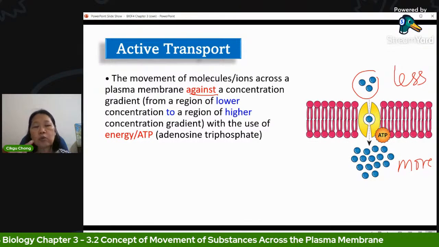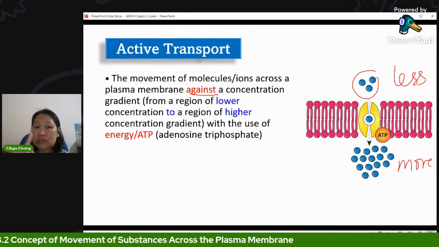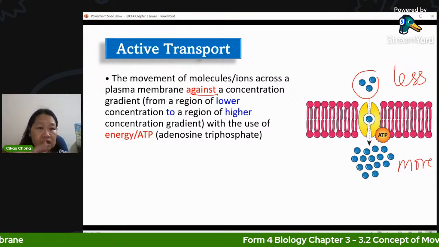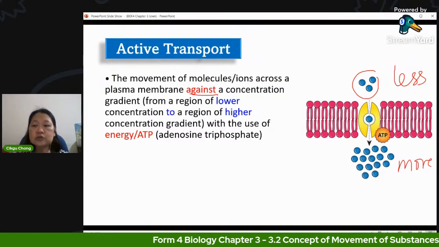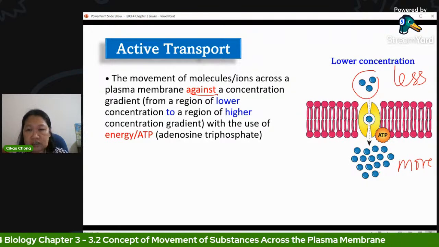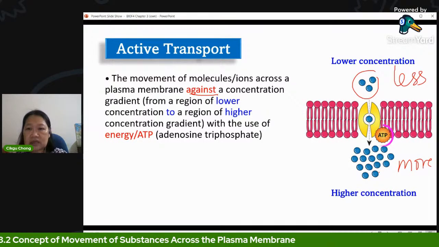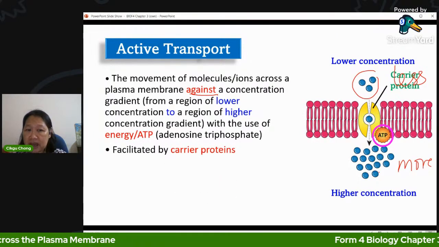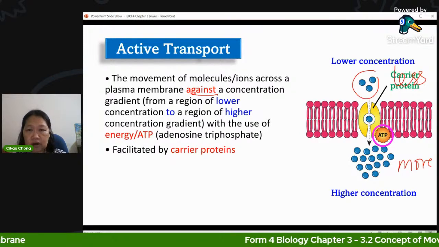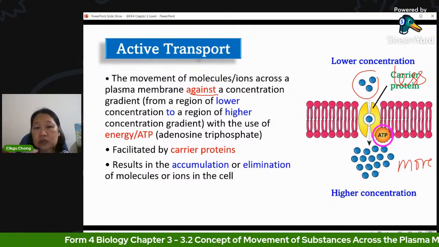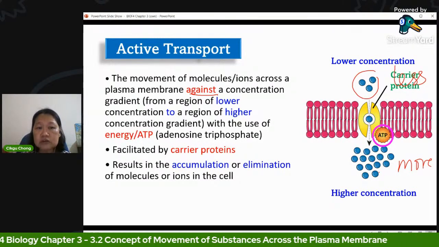So 3 things here. What is moving? Don't say water, say molecules or ions. And then you must say from where to where: lower concentration to higher concentration. The third point is to mention it needs to use ATP. Clear? Lower concentration to higher concentration and the use of ATP. It is facilitated by carrier protein, you must say carrier protein is needed to bring it in. So this process will result in the accumulation or elimination of molecules or ions in the cell.